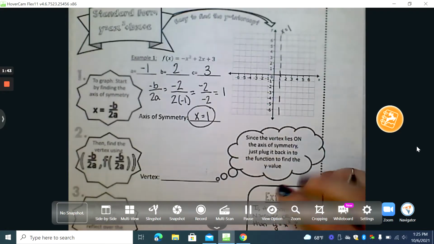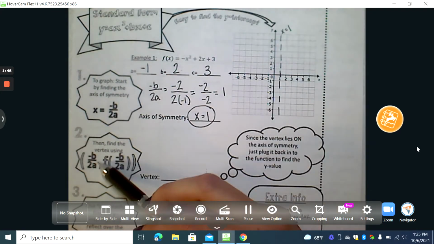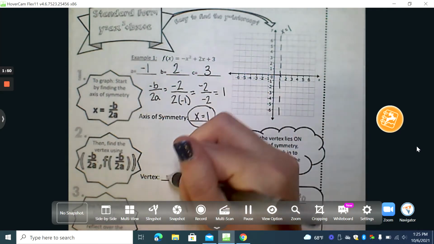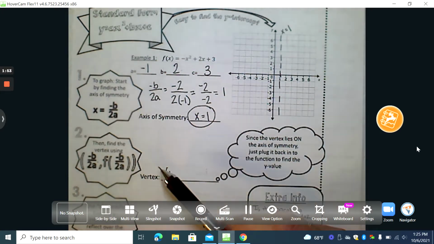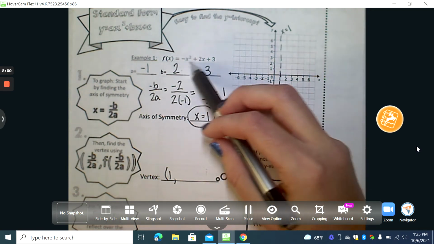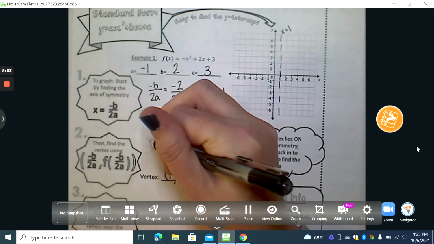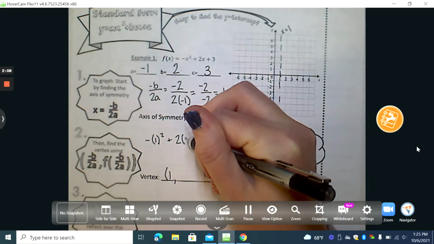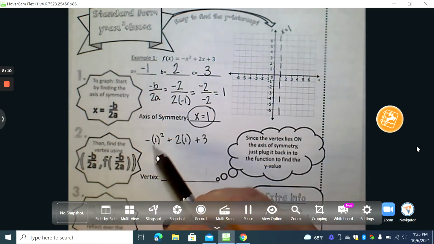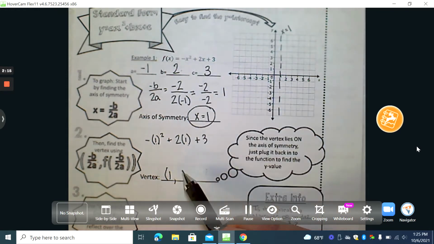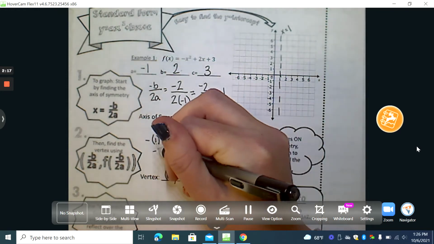Now, I know that my vertex is going to fall on this axis somewhere. Since my vertex has the x value of 1, let's figure out what the y value is. Let's plug it back into this equation. So -x squared plus 2x plus 3, I'm going to write -1 squared plus 2 times 1 plus 3. I put a 1 in those x spots in my function.